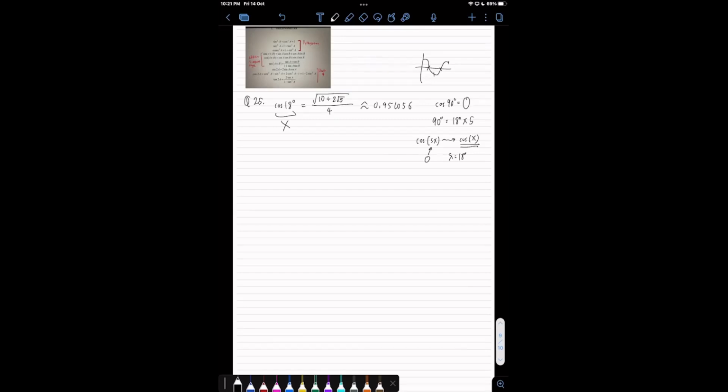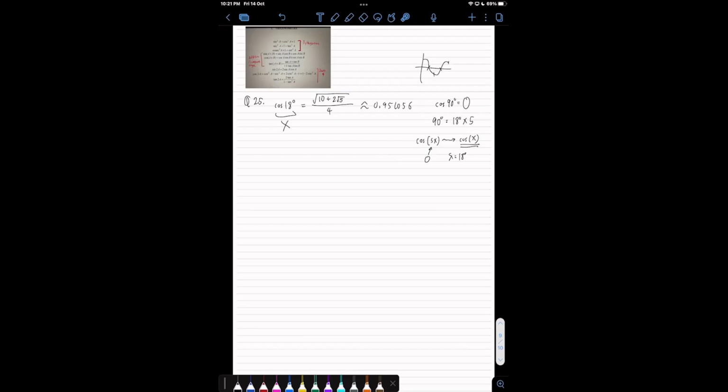Okay, with that in mind, our goal now is to find an identity linking cosine 5x to cosine x. Yeah, that's one way to do it. Maybe there are other approaches you can find online, like using the exponential rules. I mean the complex exponential, but we don't need that.